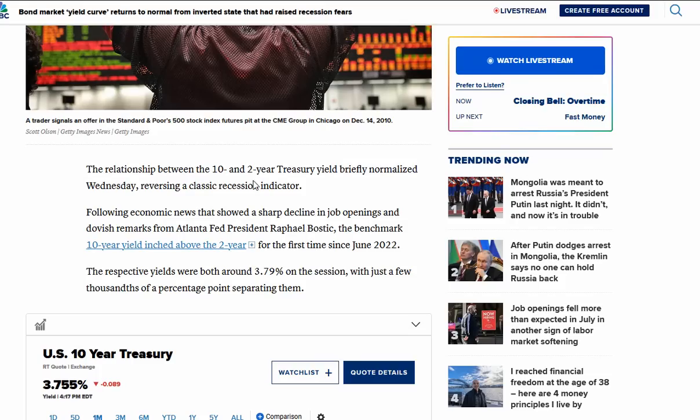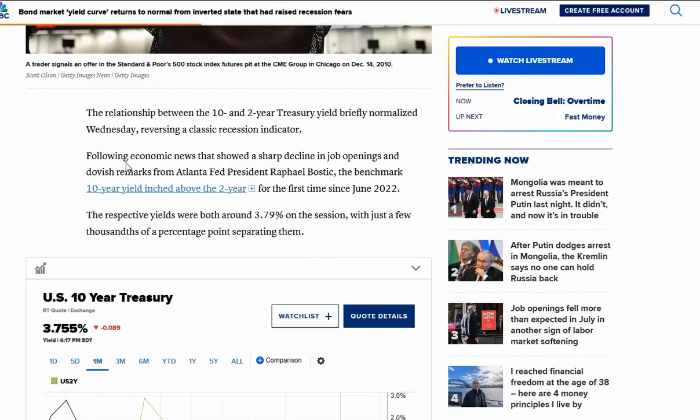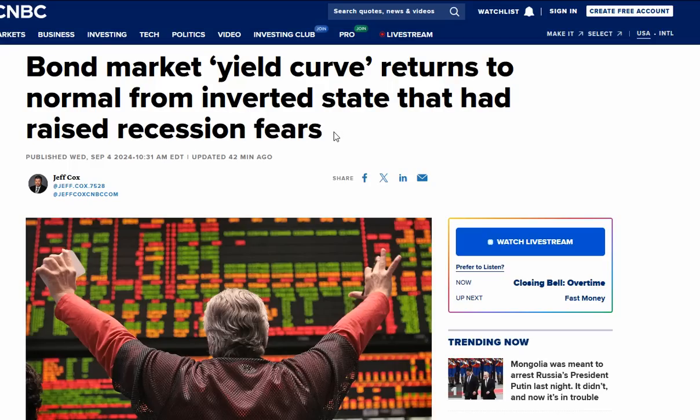Relationship between the 10- and the 2-year Treasury yield briefly normalized Wednesday, reversing a classic recession indicator. No, when it uninverts, it signals the recession is about to happen. It happened following economic news that showed a sharp decline in job openings, and dovish remarks from Fed President Bostic, which is always dovish. This isn't the only article. I mean, I've shown you the charts over and over.